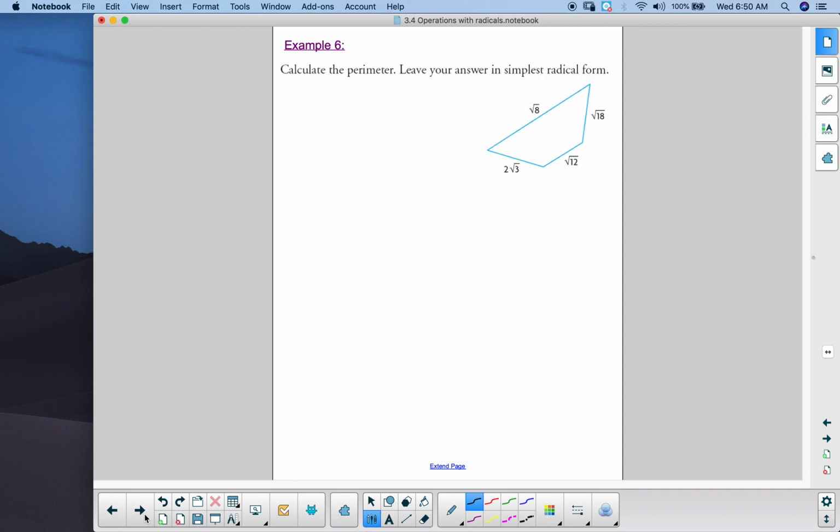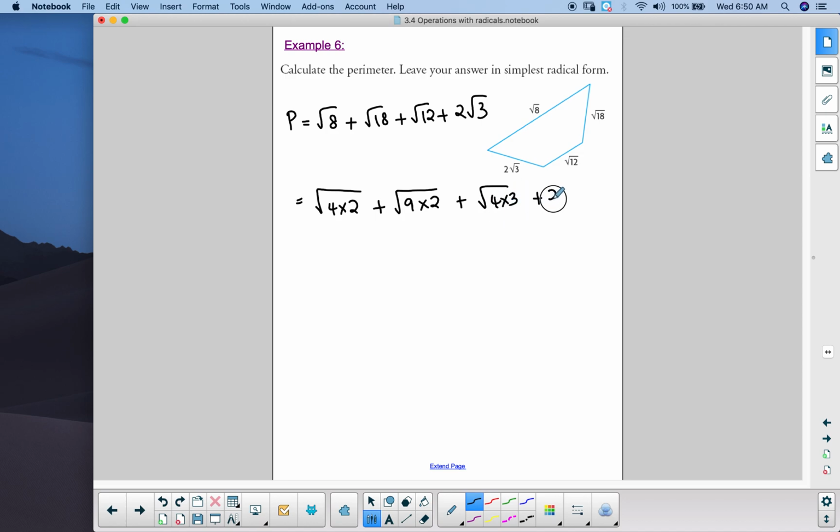Now here we have a word problem where we're asked to find the perimeter of this shape, and we have the length of all the sides given as radicals. We're just going to add up all the lengths to get the perimeter, because the perimeter is the sum of all the sides. So perimeter is equal to root of 8 plus root of 18 plus root of 12 plus 2 times root 3. So we can rewrite 8 as the square root of 4 times 2, 18 as the square root of 9 times 2, 12 as the square root of 4 times 3, plus 2 root 3. And here, the perfect squares you can take out.